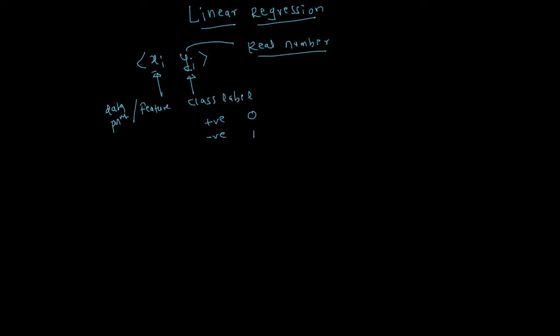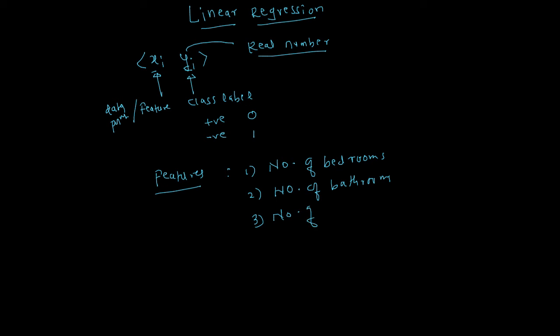For example, let's say we are given a data set of houses and their prices. Let's say the features of these houses we are considering are: the first feature is the number of bedrooms in the house, the second feature is the number of bathrooms, and the third feature is the number of car parkings. So these three features we are considering.